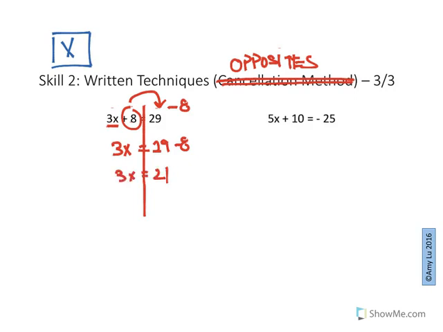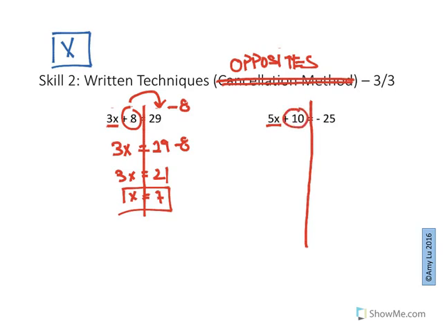So now all I have to do is think about it. 3x equals 21. What's x? Well, 3 times 7 has to make 21, so x is equal to 7. And there we go. So we're playing opposites. We're moving things. In the second problem, you do the same thing. I want to combine like terms. I want to keep the 5x by itself.